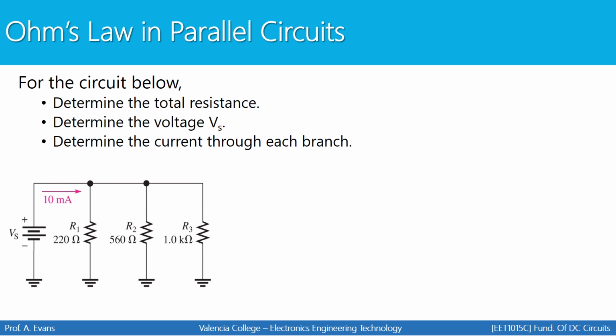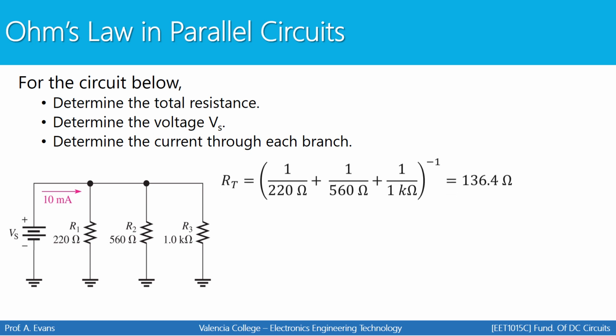For the next example, using Ohm's law and parallel circuits, we're going to determine the total resistance of the circuit below. We're going to determine the value of the voltage source, Vs, and we're going to determine the current through each branch. Let's begin with the total resistance. This is the parallel circuit. All three of those resistors are in parallel, so we're going to use that formula to figure out the value of the resistance.